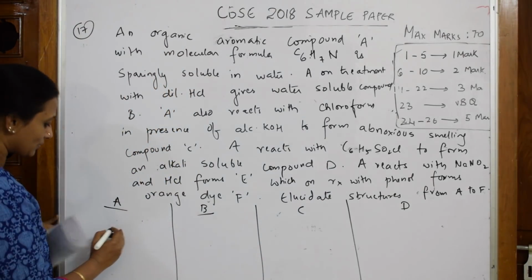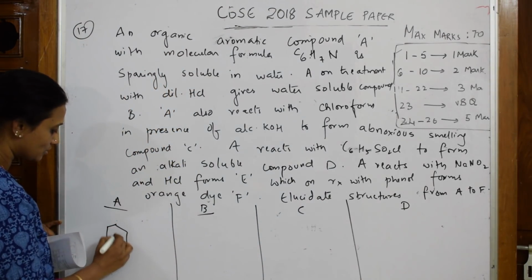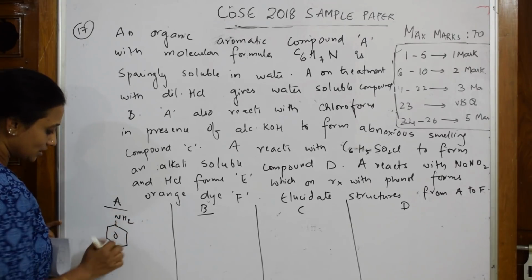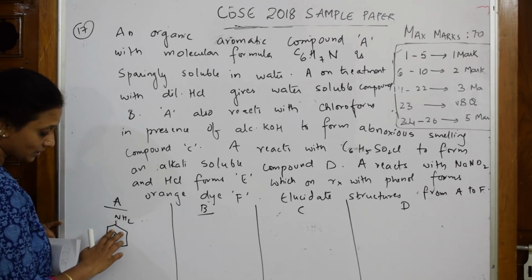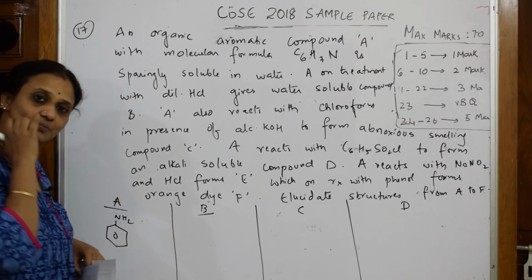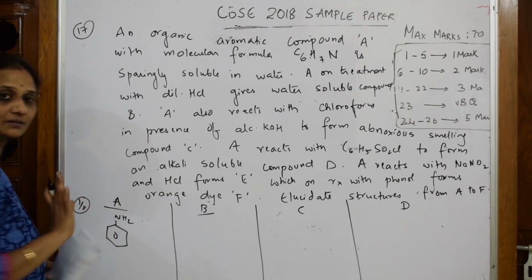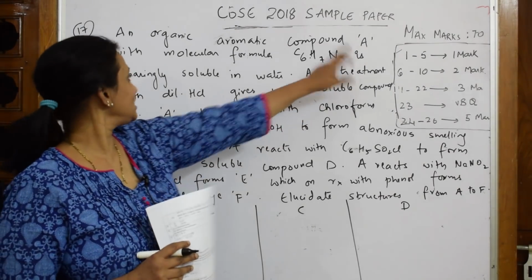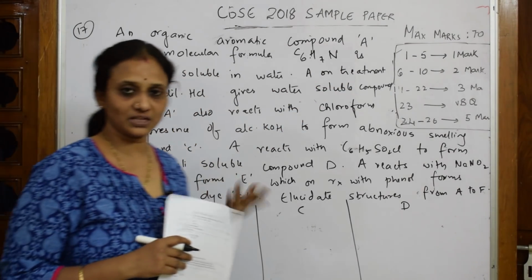So just see the first compound, I'll show you how to remember this one. C6H5, C6H7 and N. So the first compound is aniline, I'll be getting half mark. Done. Now they said aniline is sparingly soluble in water, which we know.